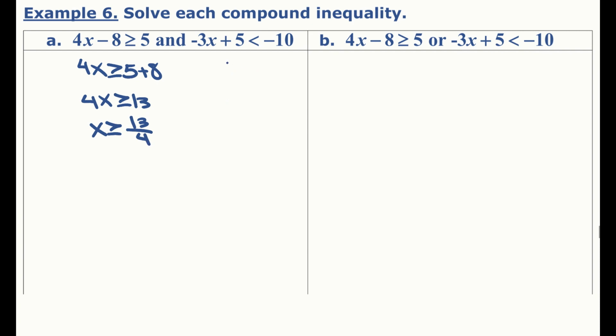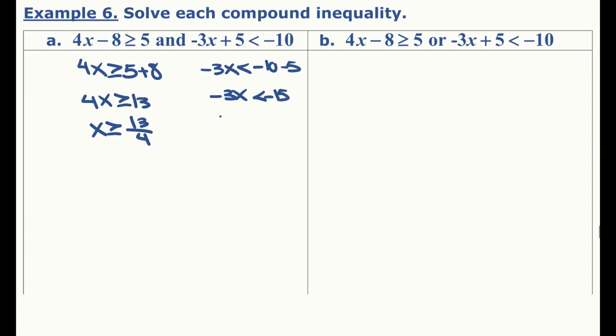For this one, remember with inequalities, we always want to keep the variable term on the left side. It'll be easier to interpret the solution at the end. So we have -10 minus 5, so we have -3x less than -15.